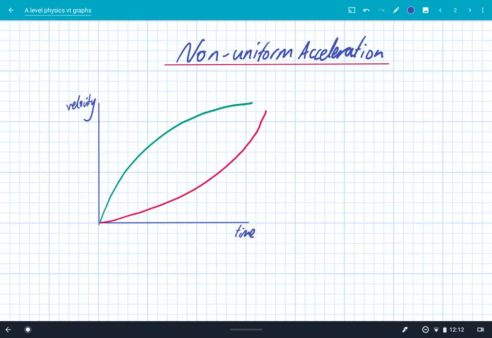Right, if we have a look at graphs though, which are curved, you have to be really careful. But if you remember the fact that gradient is the acceleration, it's actually quite easy. So first of all, looking at this green line, it's got a steep gradient and it gets shallower and shallower. So it is a reducing acceleration. It's always accelerating, but at a reducing rate. Secondly, the red line, it starts off shallow, then gets steeper and steeper and steeper. It's got an increasing acceleration.